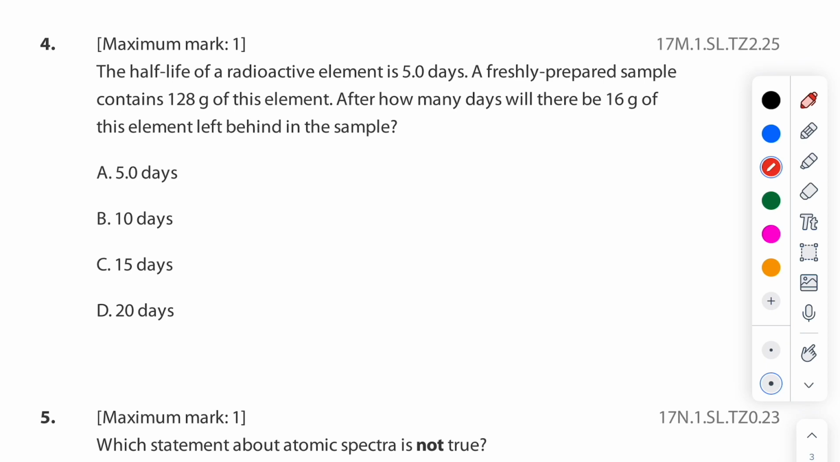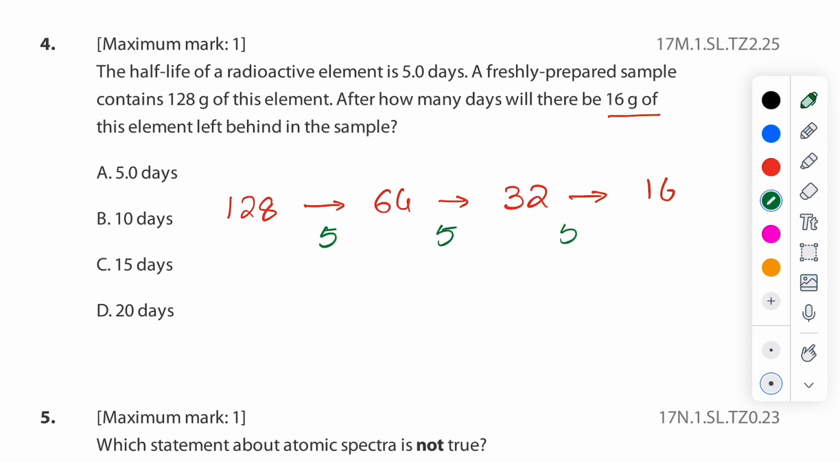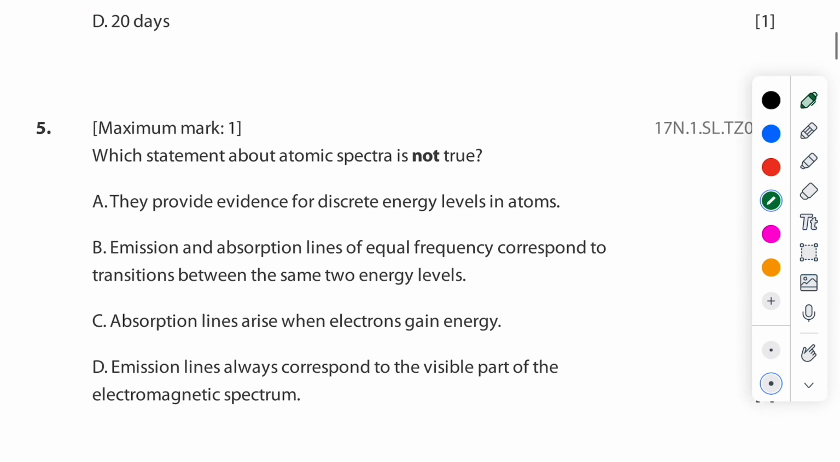Next, question number 4. The half-life of a radioactive element is 5 days. A freshly prepared sample contains 128 grams of this. After how many days is 16 grams of this element left over? Instead of using the formula directly, I am using 128 becomes 64, 64 becomes 32, 32 becomes 16. So after one half-life, second half-life and third half-life. So which is that option? Option C is going to be the answer.